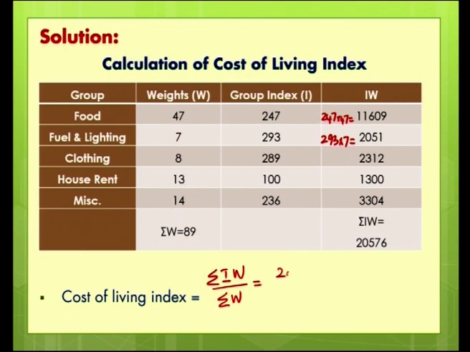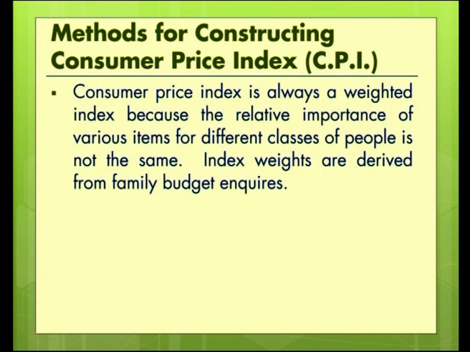So, it is equal to 20576 divided by summation W, which is 89, and the value is 231.19. So, the cost of living index is 231.19. Methods for constructing the consumer price index.